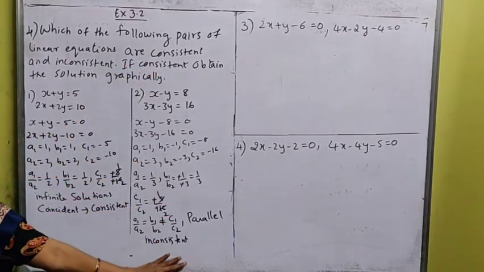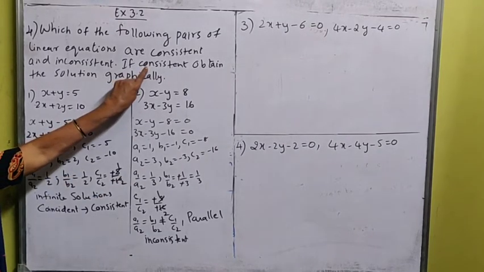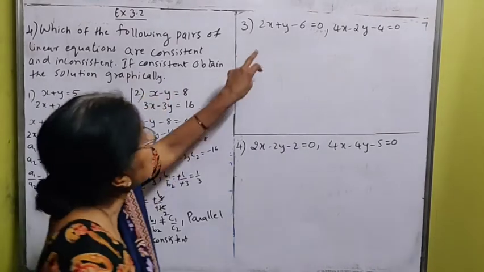No need to draw the graph of this. Only whose graph do you have to draw? Those which are consistent, you have to draw the graph. Let us see the next, the third sum.